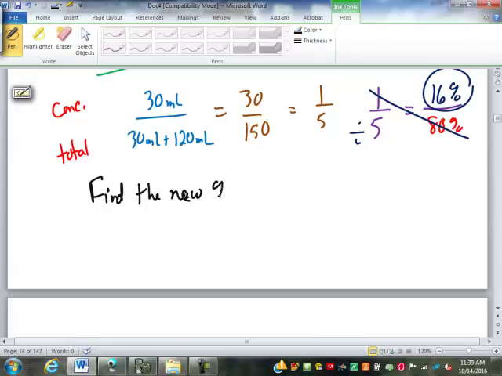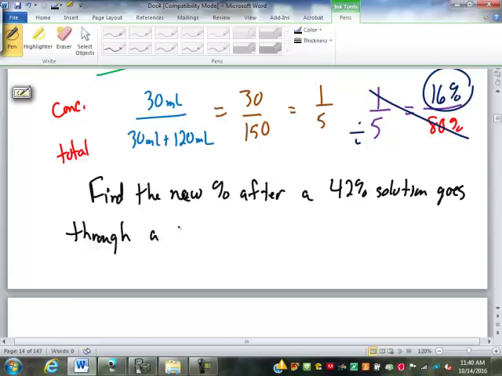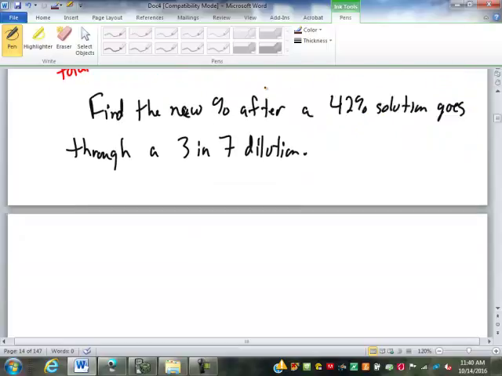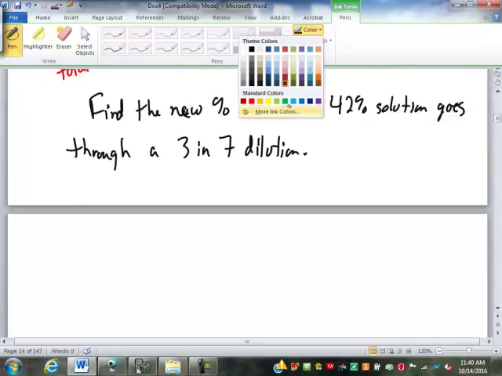Find the new percent, the new concentration, after a 42% solution goes through a 3 and 7 dilution. So here we don't have any amounts. We're just asked to find the new percent. But we have the dilution is 3 and 7.